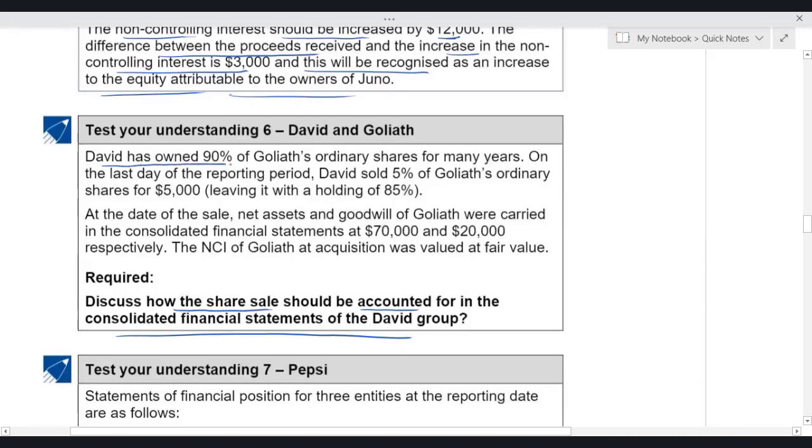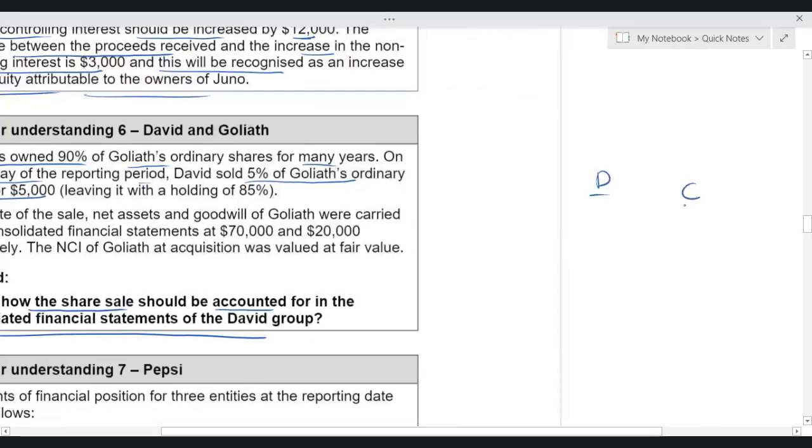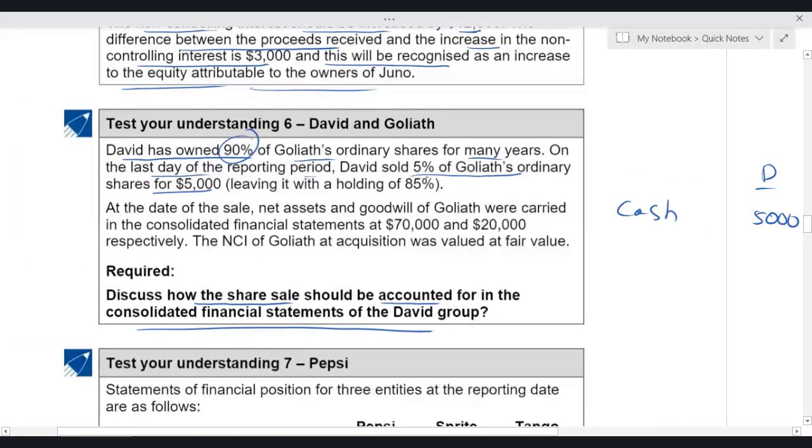David has owned 90% of Goliath ordinary shares for many years. On the last day of the reporting period, David sold 5% of Goliath ordinary shares for 5,000. Means cash 5,000 debit. Holding from 90 becomes 85. At the date of sale, net assets and the goodwill were carried in the consolidated financial statements at 70 and 20 respectively. The NCI of Goliath at acquisition was valued at fair value.